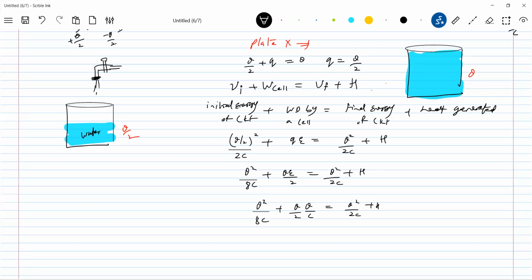Finally, H equals Q square by 8C. So this much will be the heat generated.